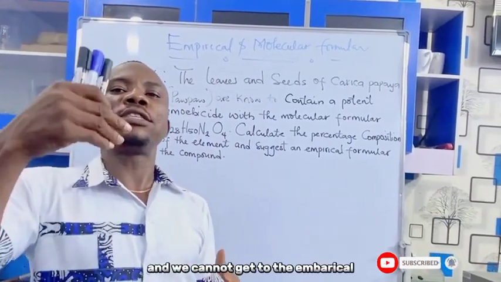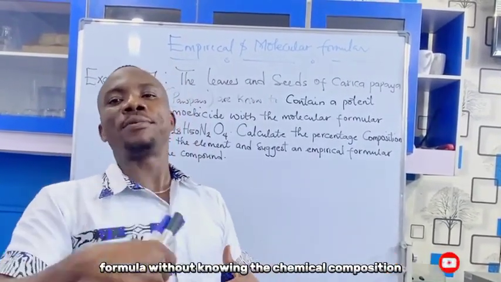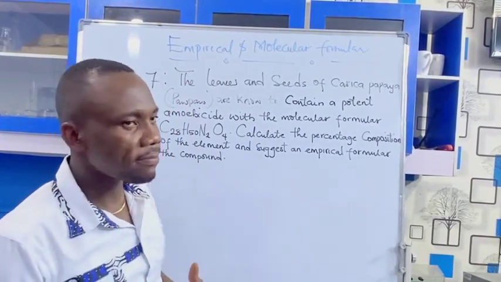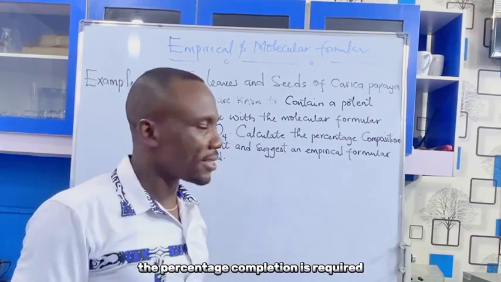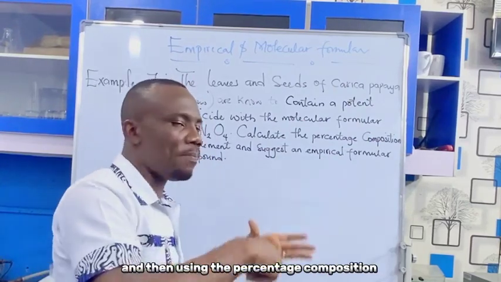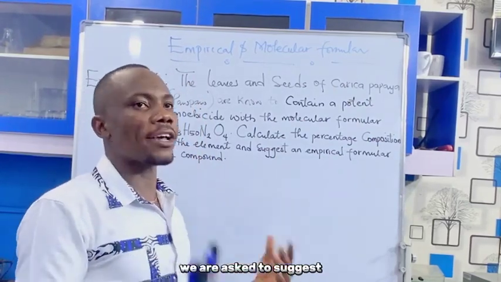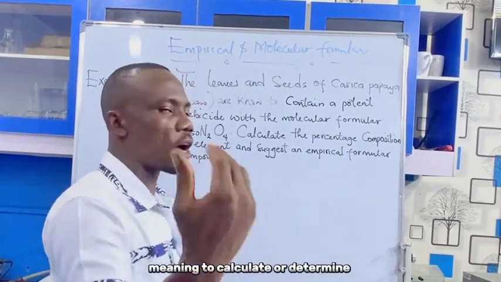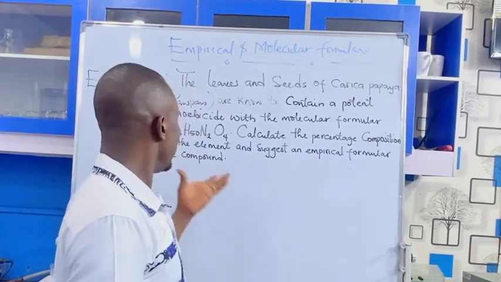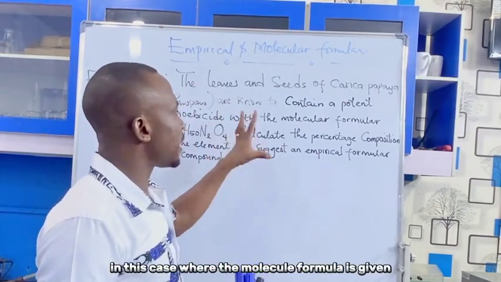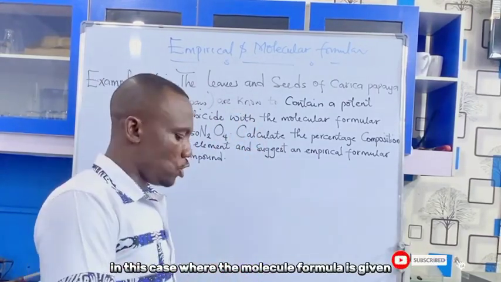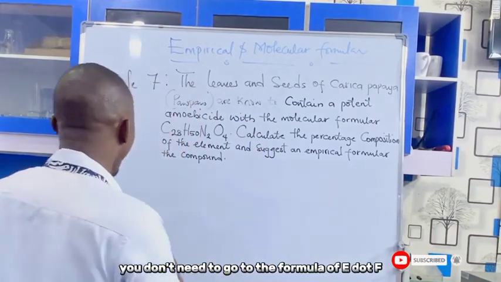And we cannot get to the empirical formula without knowing the chemical composition. And so that is why the percentage composition is required. And then, using the percentage composition, we are asked to suggest, meaning to calculate or determine, the empirical formula as well.